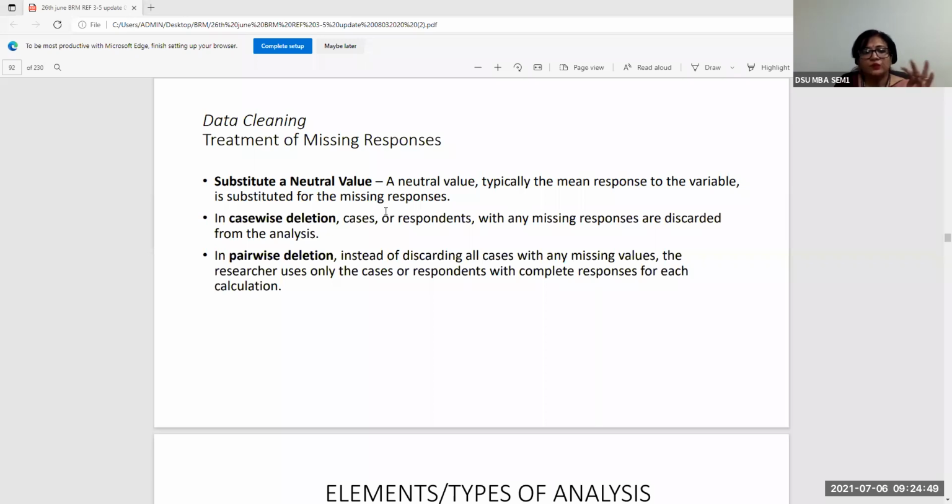The other better method would be pair-wise deletion, which means instead of discarding any case which has any missing value, in case you're analyzing a particular question and that question has not been answered by a respondent, for that particular analysis, you discount that respondent. So it might be that out of a sample size of 300, for example, one person has not answered a particular question. If you're doing an analysis of that question, instead of 300 respondents, you will take out that one respondent who did not answer that question. So the total sample size for that would effectively be 299.